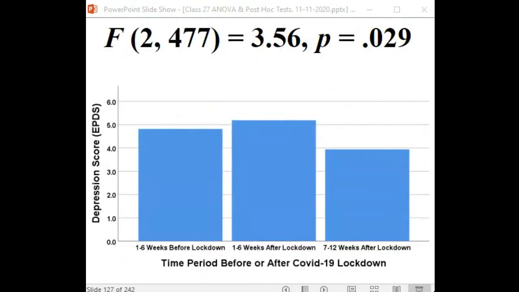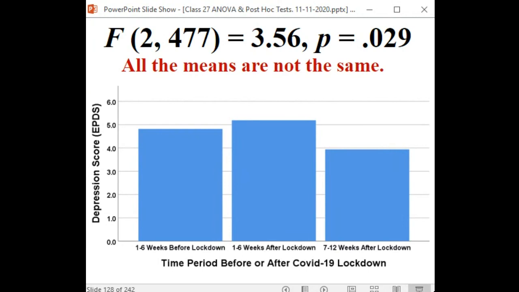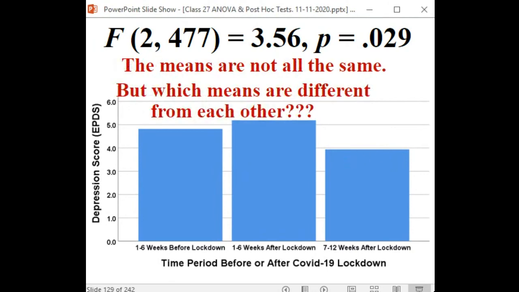So here's our example again. We can see that F is statistically significant because P is equal to 0.029. So what can we conclude now that we know that F is statistically significant? We can conclude that the means are not all the same. At least 2 of the means are different from each other. But there's still a big question. Exactly which means are different from each other?